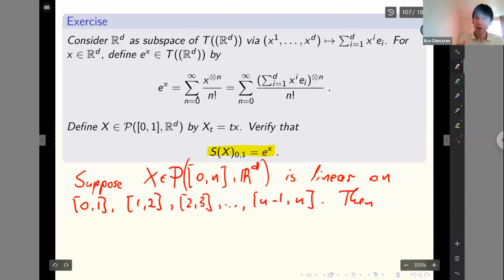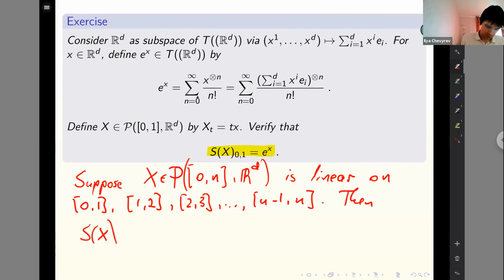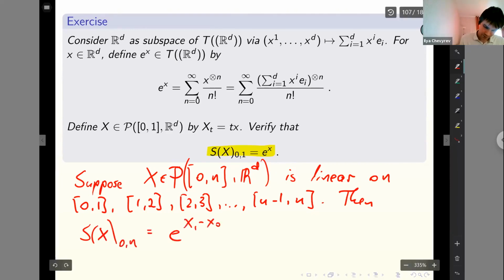Then we can very rapidly write down a formula for its signature over the full interval, which we compute using the product rule for these formal series. So the signature over [0,n] is equal to the exponential of x1 minus x0, times the exponential of x2 minus x1, and so on, times the exponential of xn minus x(n-1).